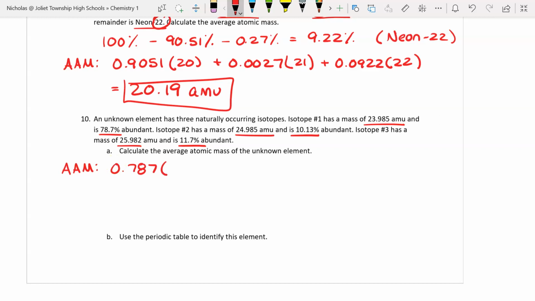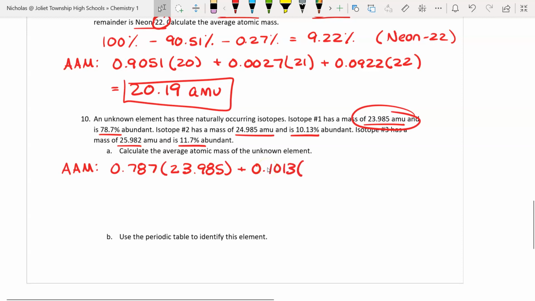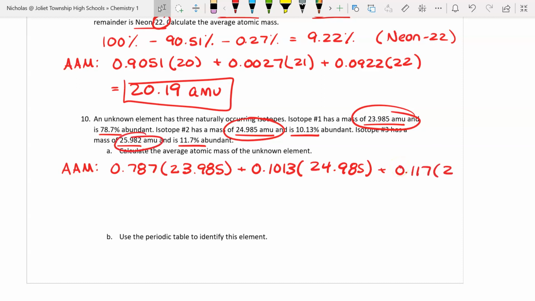So our first one had 78.7, which is 0.787, and then our mass was 23.985 AMU. Okay, and then our next one was 0.1013, and our mass was 24.985. And then 0.117, and our mass was 25.982. This gives us an average atomic mass of 24.4 AMU.